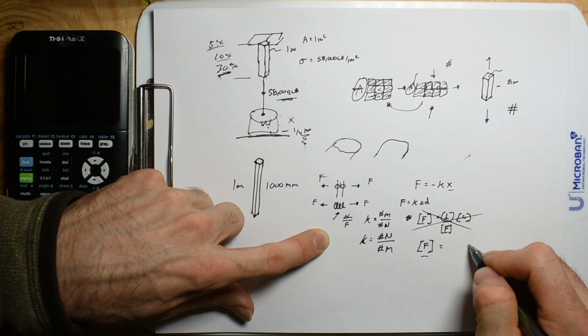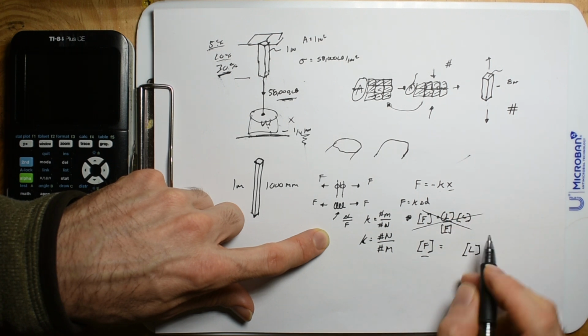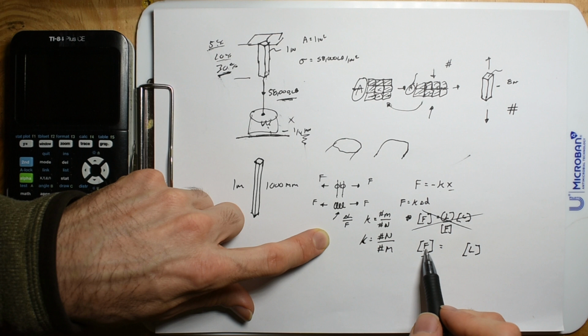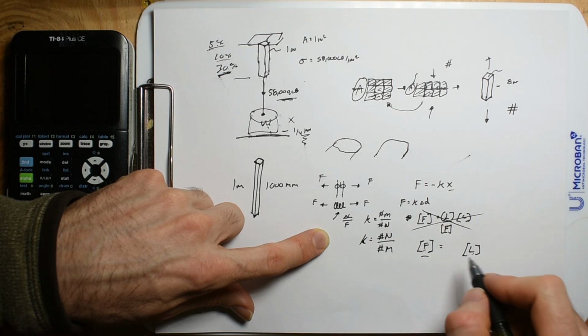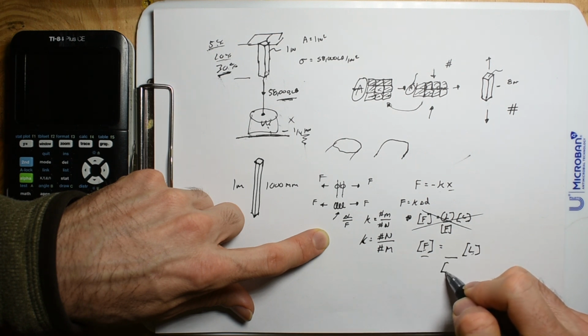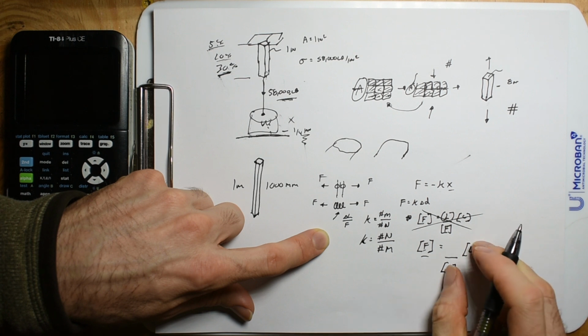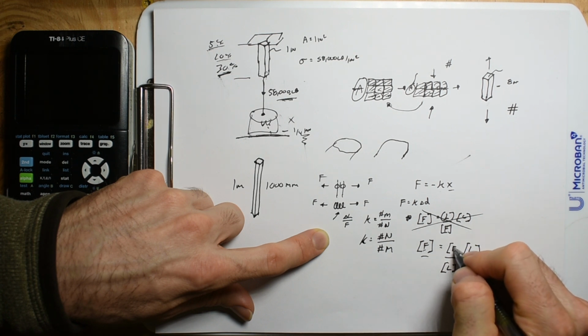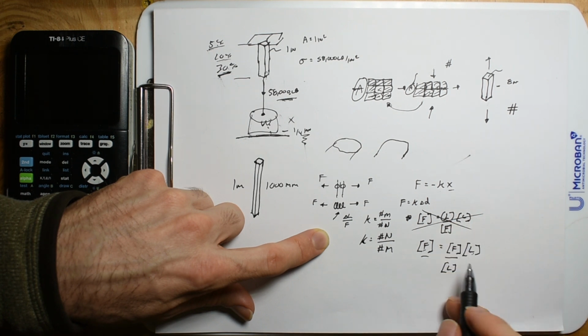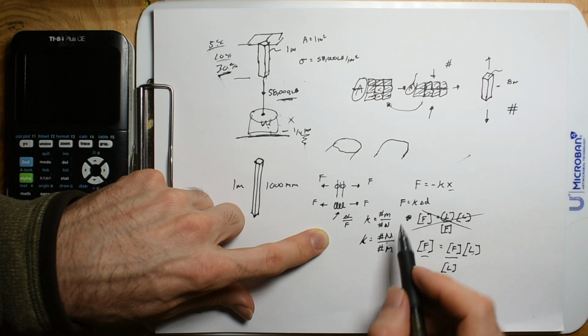Our unit on distance is going to be a length. So if this is force and this is length, we must have to divide by length, cancel that out, and then this must be force. So there you go. Our spring constant is going to be a force divided by a length.